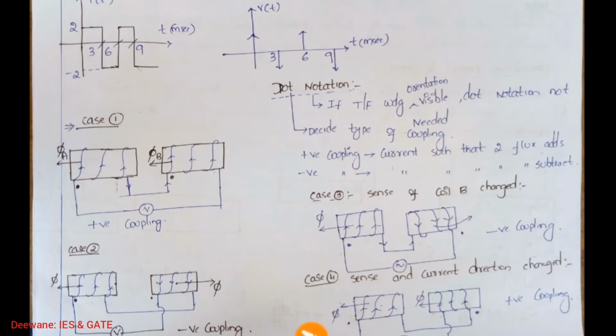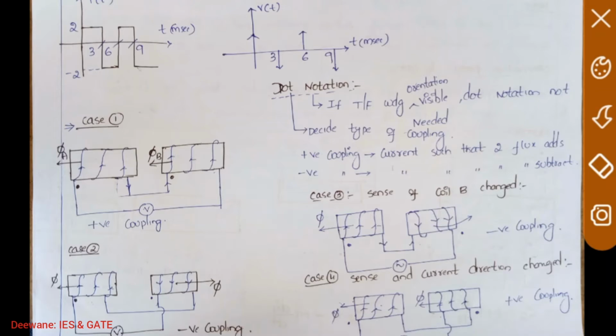Let us move ahead. Now talk about dot convention. See, dot convention is not necessary if the transformer winding is clearly visible. If you can see the transformer winding and how it is wound on a core, you don't need a dot convention. But we cannot see it, because the winding is wound on the core in core type or shell type, and the core surrounds the winding, so you won't see the winding there. For the nature of orientation, the manufacturer will give the dot convention.